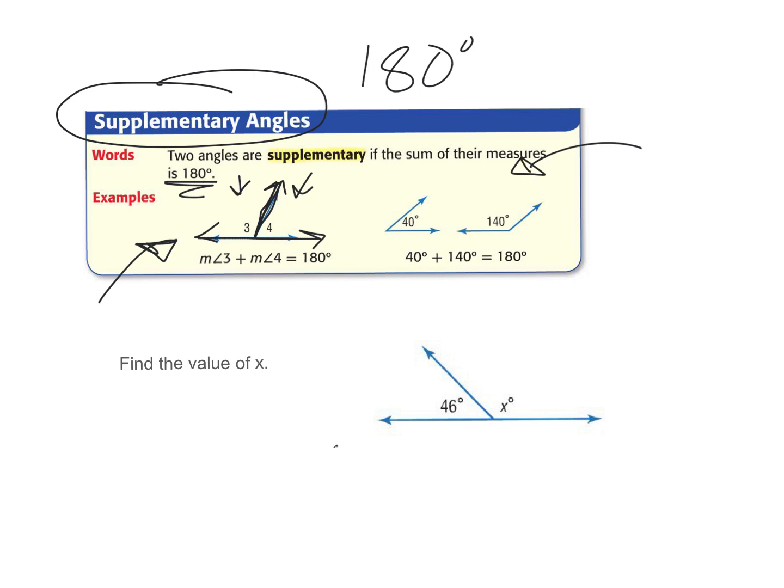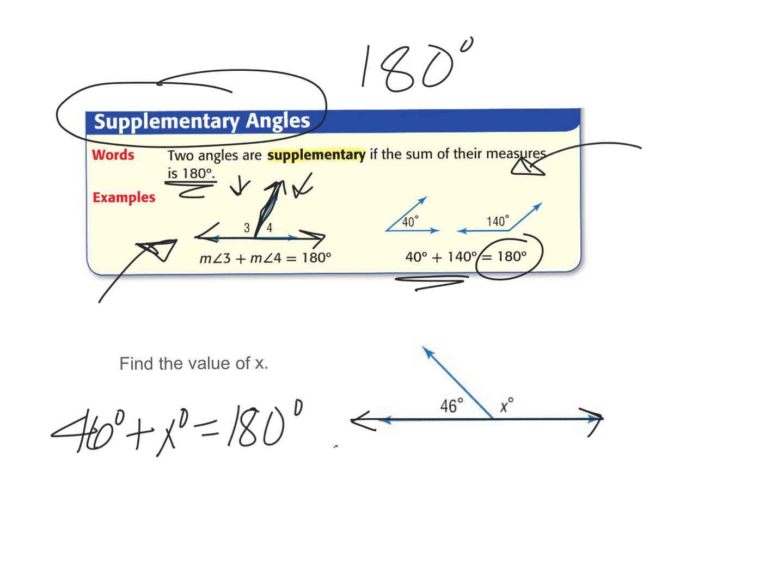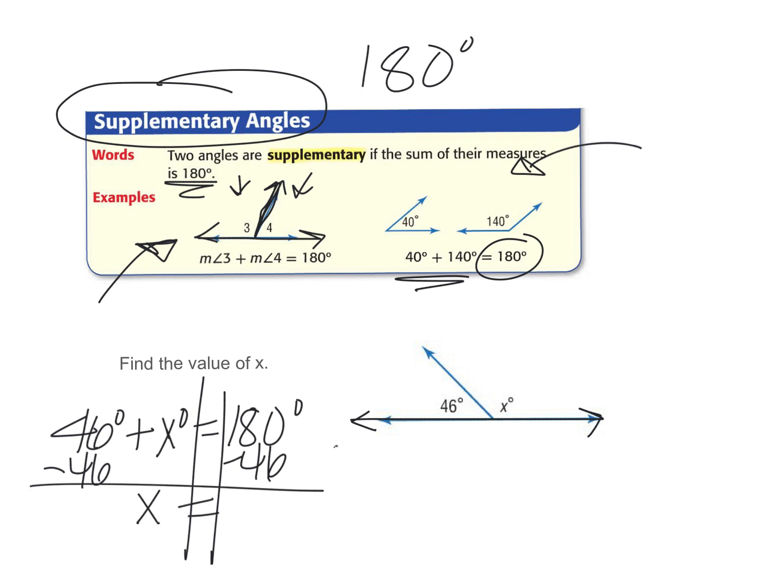And then here we have another example of two separate angles, 40 degrees and 140. When we add them together, we get 180, so they are supplementary as well. Find the value of x in our example here. Again, I know that this is 180 degrees. So 46 degrees plus x degrees equals 180 degrees. We subtract 46 on both sides, and x equals 134 degrees, because 134 degrees plus 46 degrees equals 180.